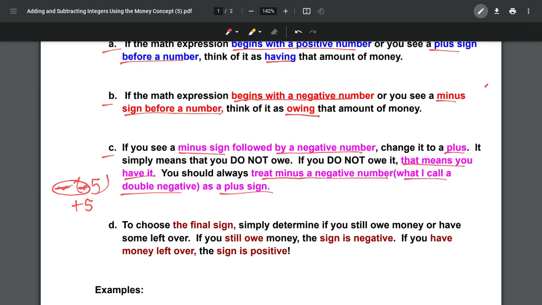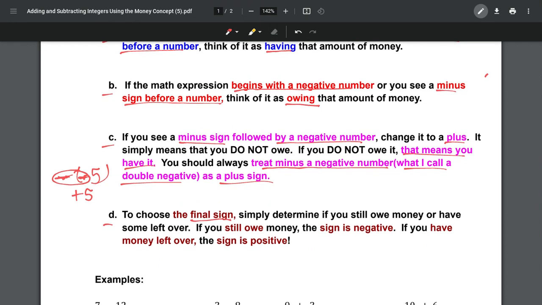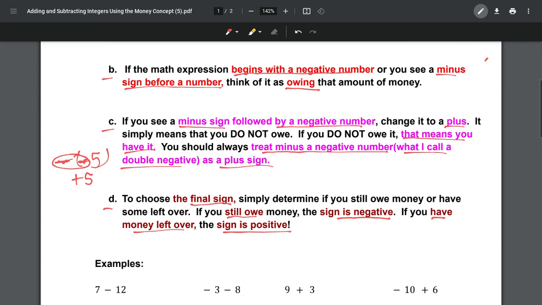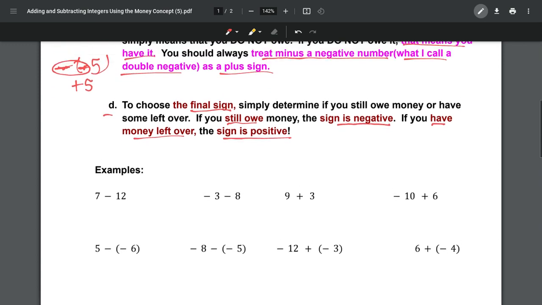And finally, to choose the final sign, the sign of the answer, you simply determine: do you still owe money or do you have some left over? So if you still owe money, you're going to make your answer negative. If you have some money left over, you're going to make your answer positive. Okay, a lot of information. So let's just go ahead and get into it, guys. I'm going to give you some examples.